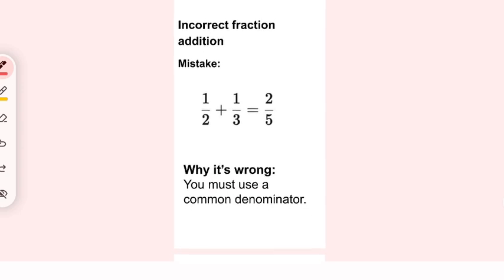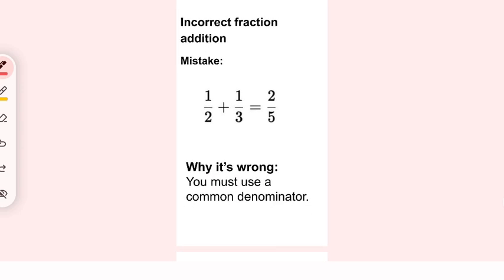Let's have another math mistake. Here we have incorrect fraction addition. For example, 1/2 plus 1/3 is not 2/5. That is a mistake. You cannot just add the numerators, 1 plus 1 is 2, and add the denominators, 2 plus 3 is 5. Nope, that is actually wrong.